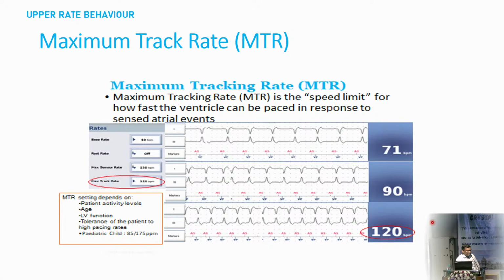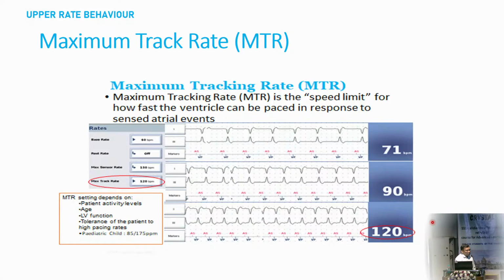Okay, again, if you think, let me allow the ventricular chamber to pace at the atrial rate as it goes higher, is it safe? It is not safe. So let us see why it is not safe. So we call it the maximum track rate.